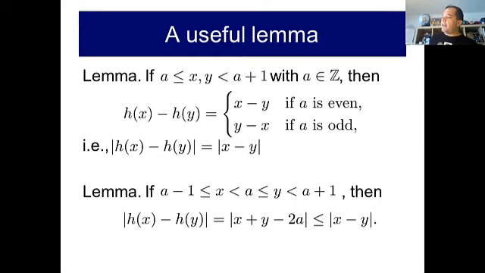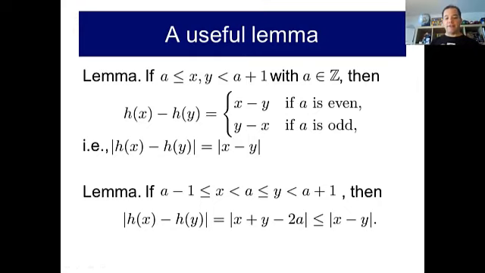If you want to know why I'm looking at this, eventually I'm going to need to know what happens with the h function with two numbers that are close to each other. And if they are close, closer than one, then two things can happen. Either they have the same integer part, or if they don't, it's because there's only one integer in between them. And that's the second case here. So that motivates why I want to look at this.